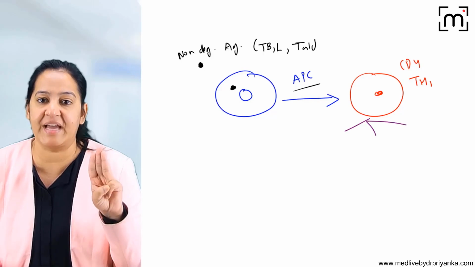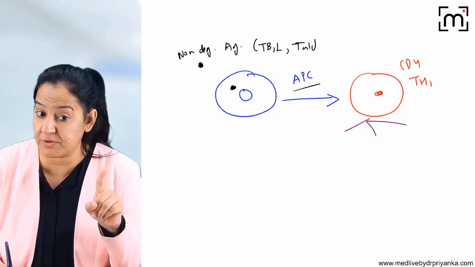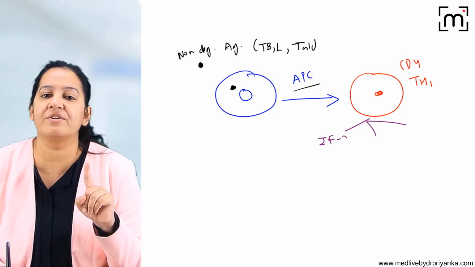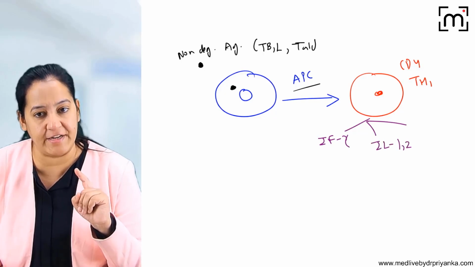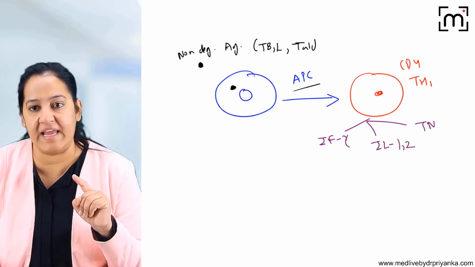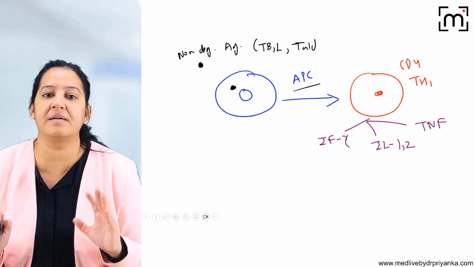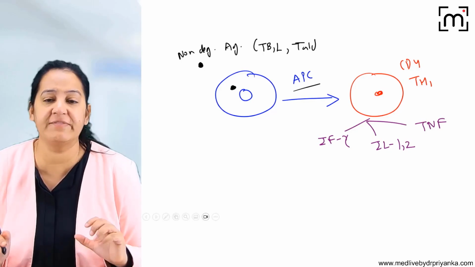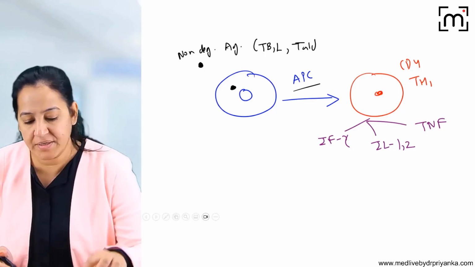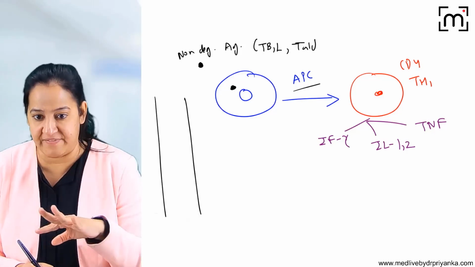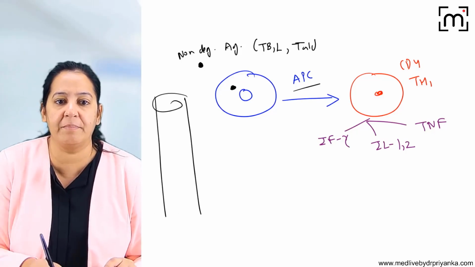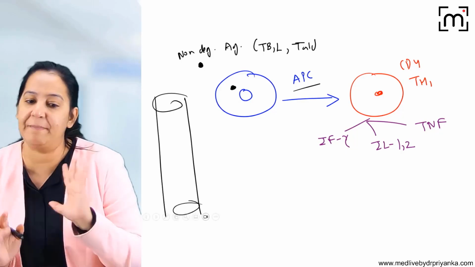It will secrete 3 cytokines. You have to learn the names of the 3 cytokines. The first is interferon gamma. The second is interleukin 1 and 2. And the third is TNF. So these are the 3 cytokines which are secreted by helper Th1. What will these cytokines do? These cytokines will take one cell out of the blood vessel. You can see this is the blood vessel. From the blood vessel, they will take one cell out and make a granuloma.